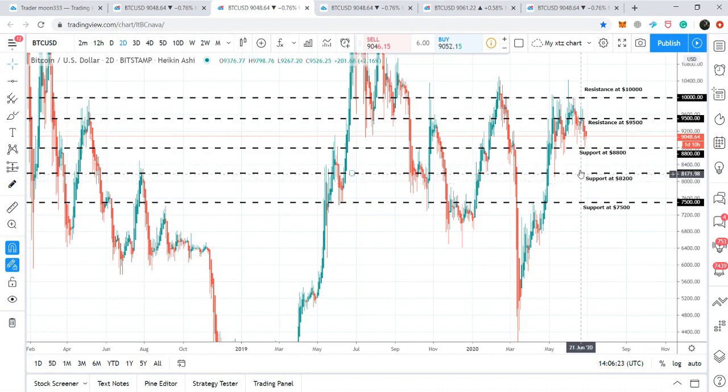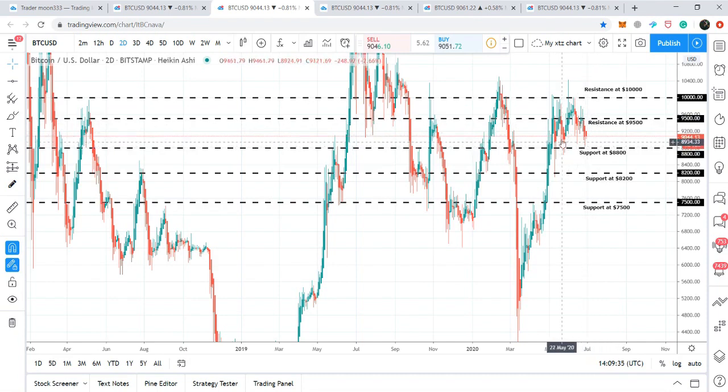We can see it on this 2-day chart, and we have the previous support of $8,200. This time the price action has support at $8,800, and if the price action moves up from here, then we have our next resistance level at $9,500. This time the price action is moving between $8,800 and $9,500.